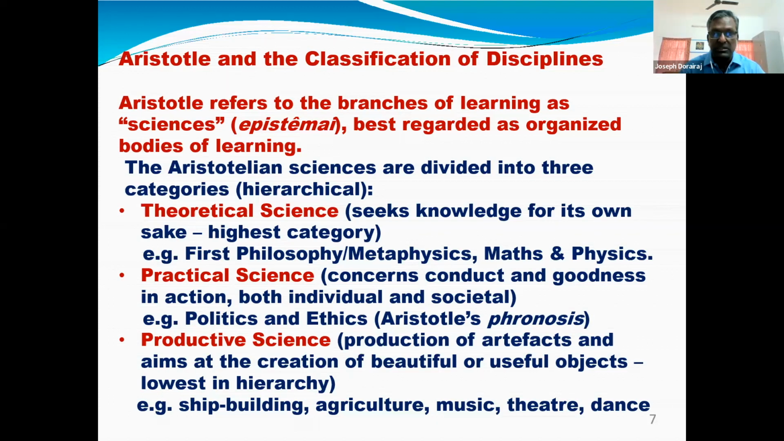What are the two things that Aristotle did? Number one, he divided subjects into three categories: theoretical sciences, practical sciences, and productive sciences. And he also talks about hierarchy. He talked about which are superior subjects and which are inferior subjects.